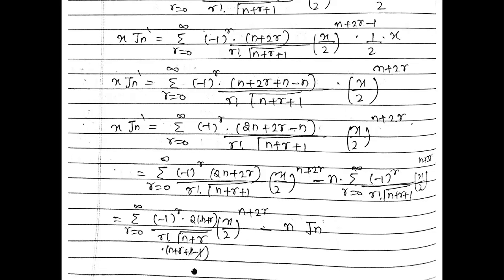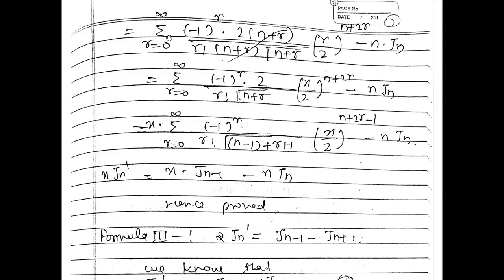Now after solving this, we have r equal to 0 to infinity, (-1) to the power r upon r factorial, into 2 times n plus r, so n plus r will be cancelled out, and minus n. So we can see this step n plus 2 also Jn minus 1(x), right? This step we can write n plus r, so n minus 1 plus r plus 1, that means 1 is added, 1 is subtracted, and also here n plus 2r minus 1, because we just multiply by x here and divide by x here, because x by 2, 2 to the power x by 2, just multiply here and just divide here.